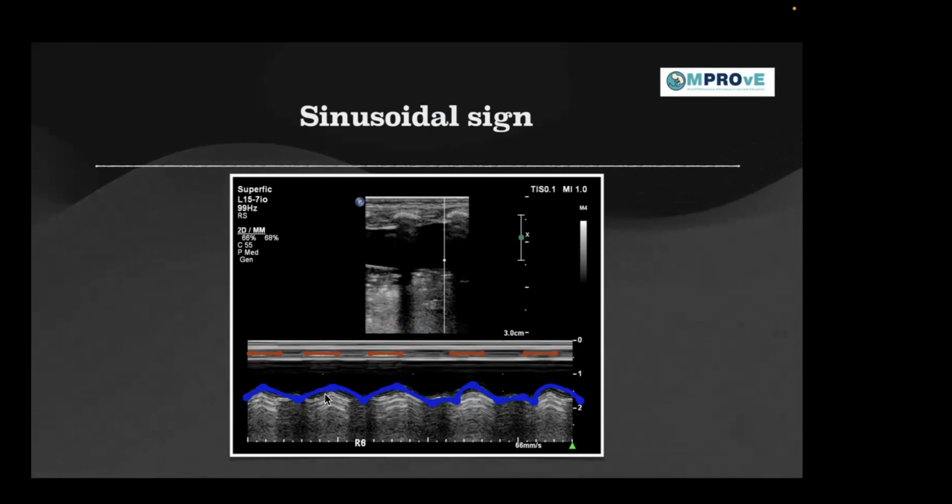Now, why do you get a sinusoidal sign? Because with each respiration, your lung moves in and out, or you can say up and down. As the lung keeps on moving to and fro from the transducer, it generates an image like a wave, because it's moving like that. It's going towards the transducer, away from the transducer, towards the transducer, away from the transducer. So you get a nice sinusoidal sign.